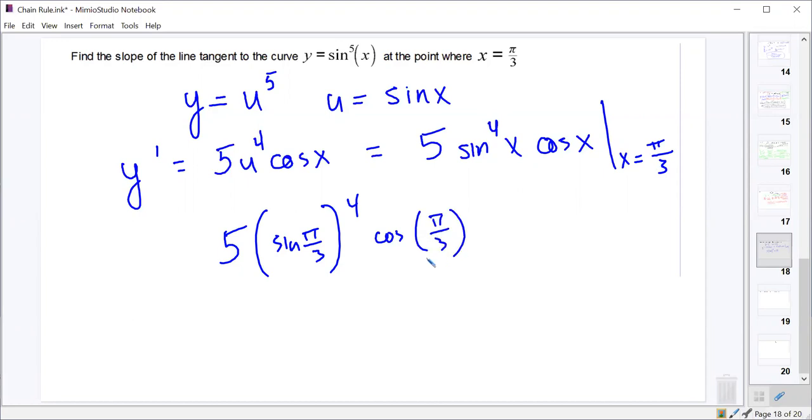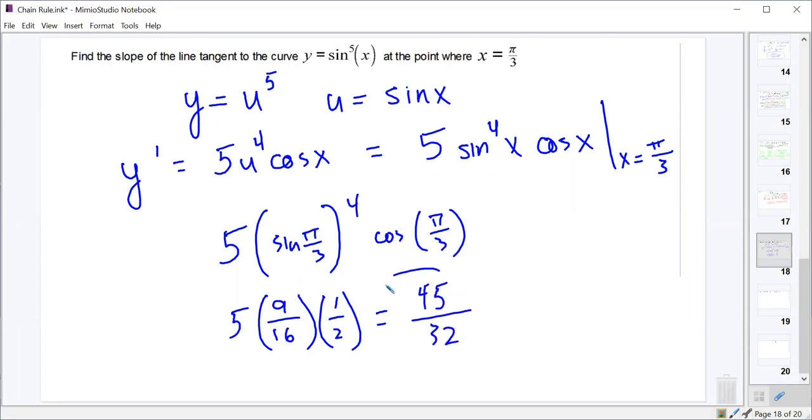And what's the sine of pi over 3? Root 3 over 2. So we got 5 times root 3 to the fourth power. What's root 3 to the fourth power? 9, and then 2 to the fourth should be 16. And cosine of pi over 3 is a half. So what did you end up with? 45 over 32. Good or no?